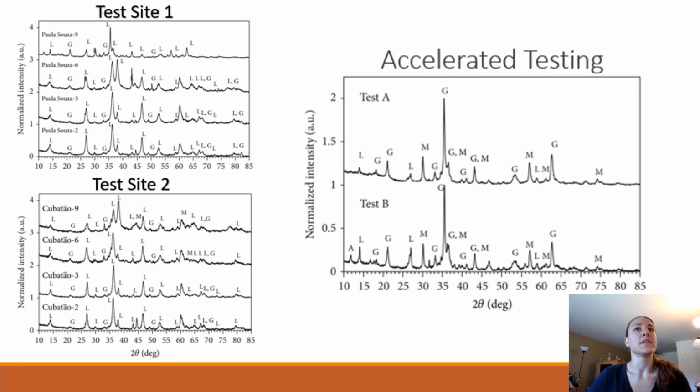So just a side-by-side of the XRD analysis as well. You can see the natural weathering sites 1 and 2 have main phases of lepidocrocite and goethite, whereas we're seeing major phases of goethite and magnetite with our accelerated testing, and really not much lepidocrocite at all. And then again, we do have the akaganeite on that test parameter B.